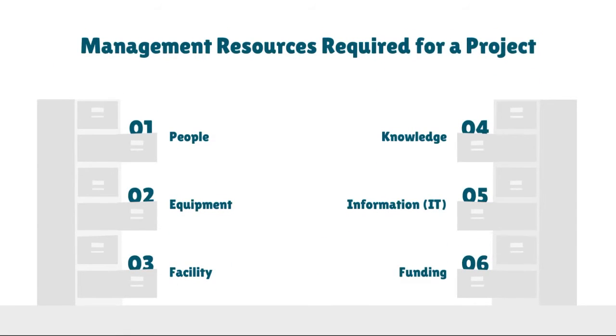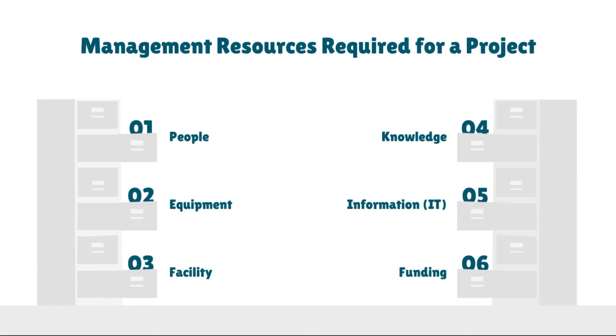What are the resources required for a project? Resources in a project can be work resources, material resources, and cost resources. These resources comprise the people, equipment, facilities, knowledge, information technology, funding, or others. They are the two key factors for the completion of any project activity.